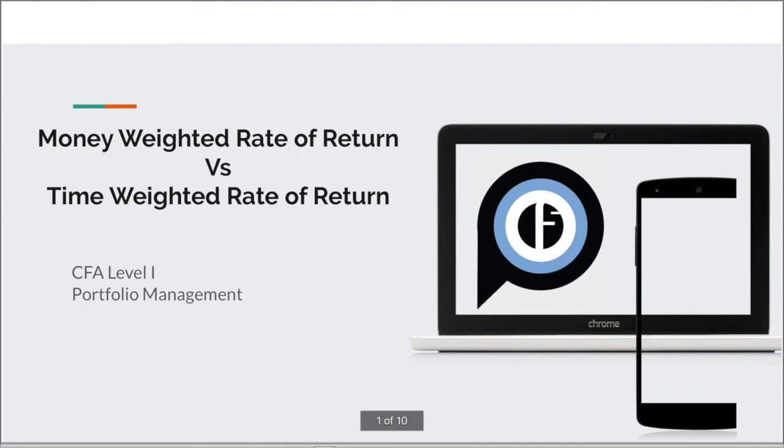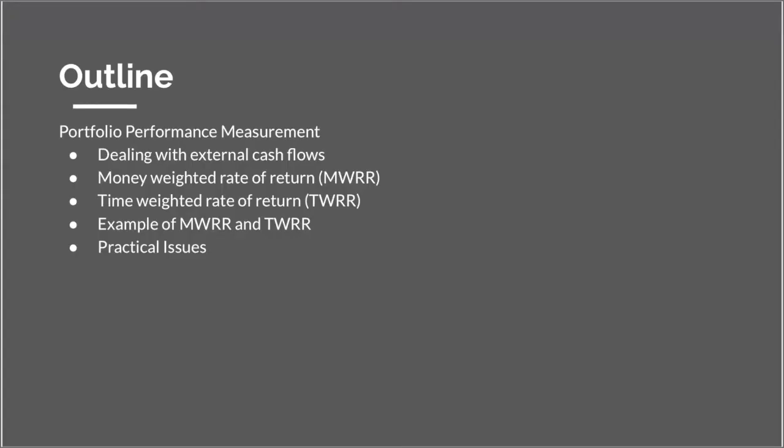One of the biggest dilemmas and confusions in calculating and showing performance measurement is how to deal with external cash flows. External cash flows are new cash inflows and cash outflows in the portfolio. So the question is how to deal with those external cash flows. In this discussion, we'll also discuss the money weighted and time weighted rate of return, see an example of each, and cover the practical issues of dealing with those things.